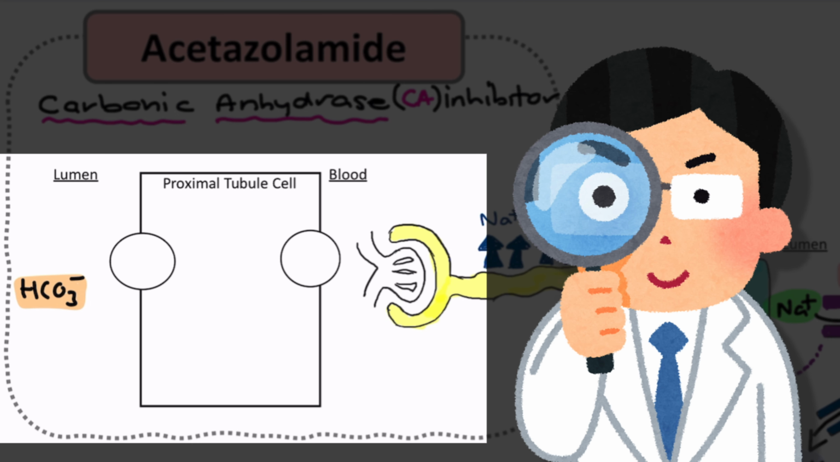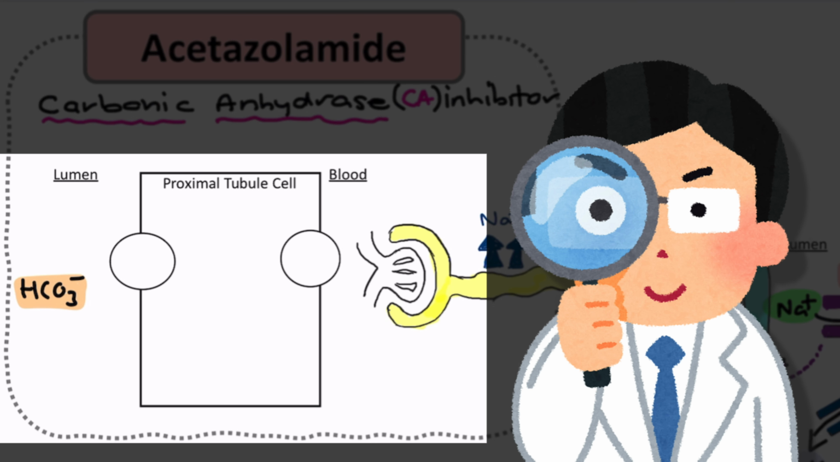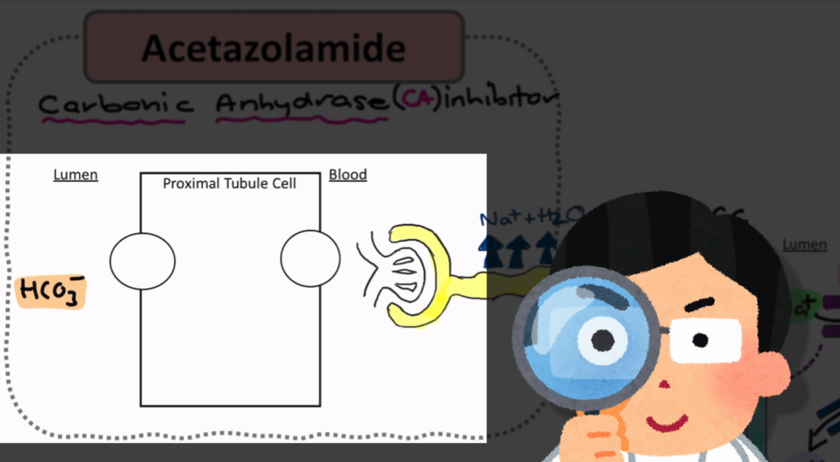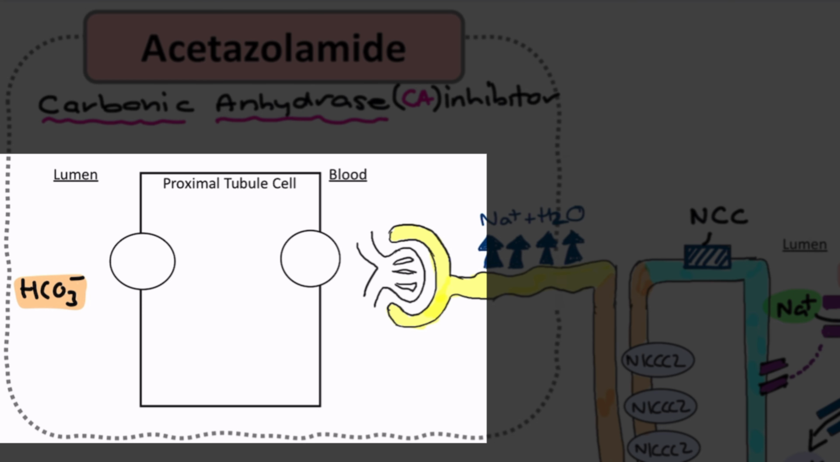And you can see that this is a very important ion that we need to be reabsorbing. So how on earth do we get that bicarbonate back into the body? And this is very creative and very clever. In order to reabsorb bicarbonate, we actually combine it with hydrogen ions.